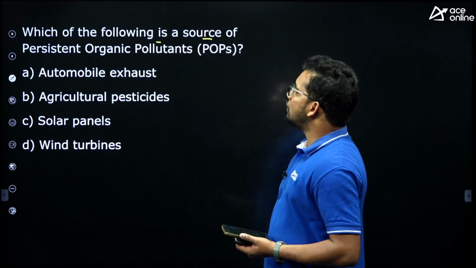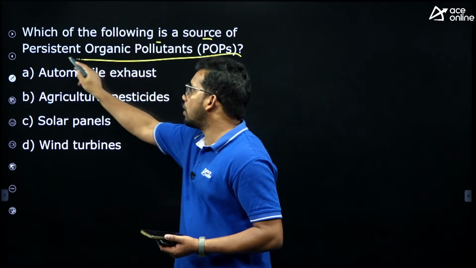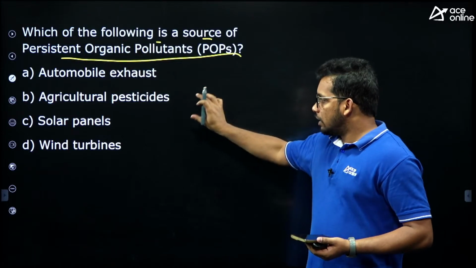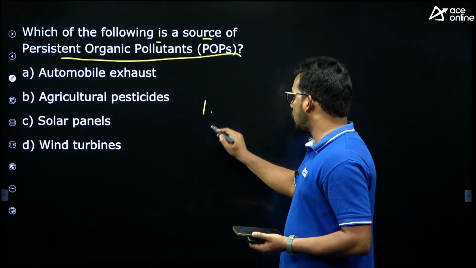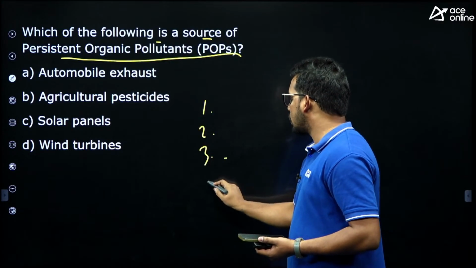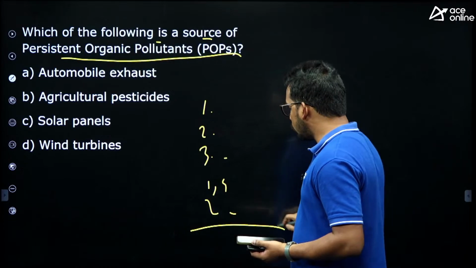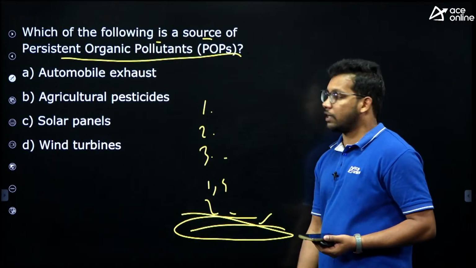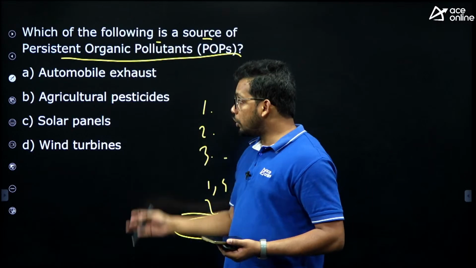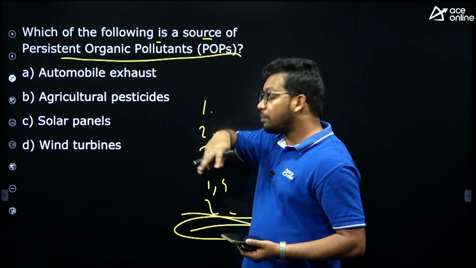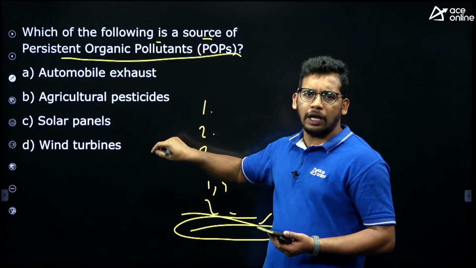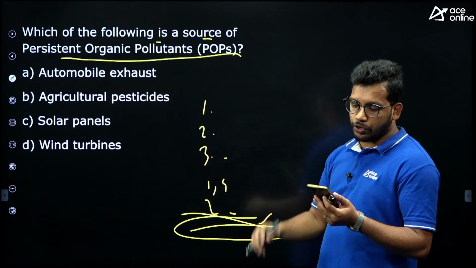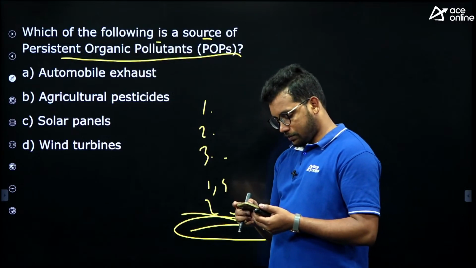Which of the following is a source of persistent organic pollutants? Yes, there may be minute sources. If there are three options and they give you combinations and ask 1 and 2 only, 2 and 3 only, or 1 to 3, then you can choose all of 1 to 3, and there is a high chance that it will be correct. But if they give you single options, you need to choose the best one. That means what is the major source? There may be minute emissions, but what is the main source of this pollutant? That's how you need to answer the question.